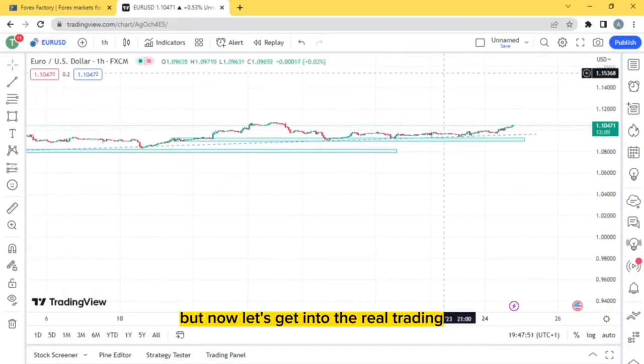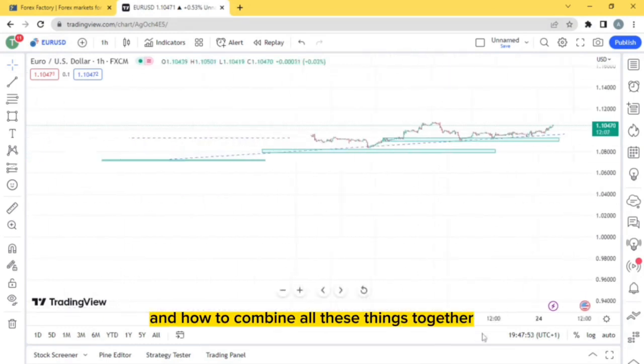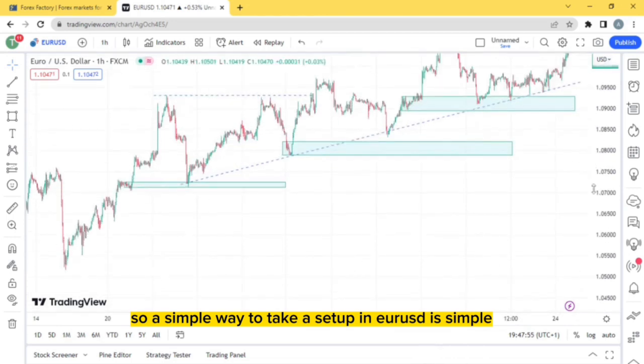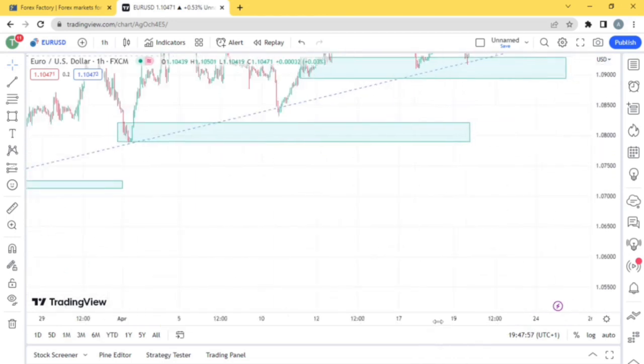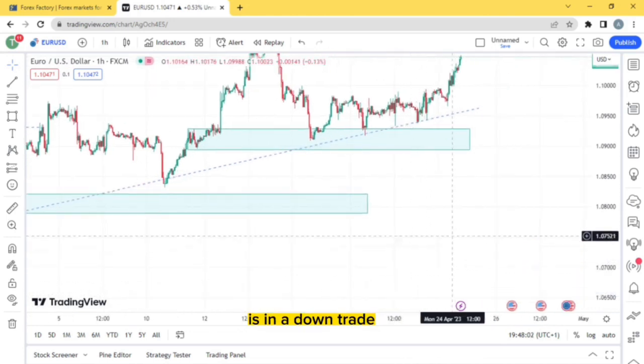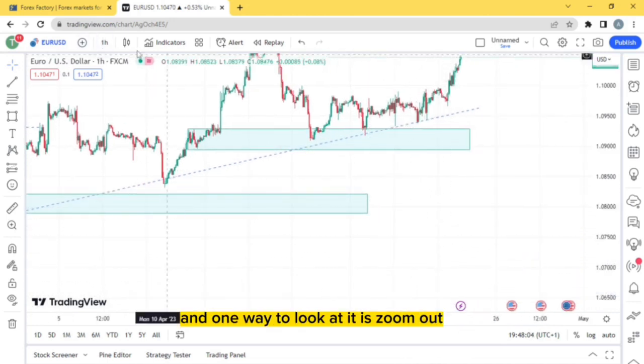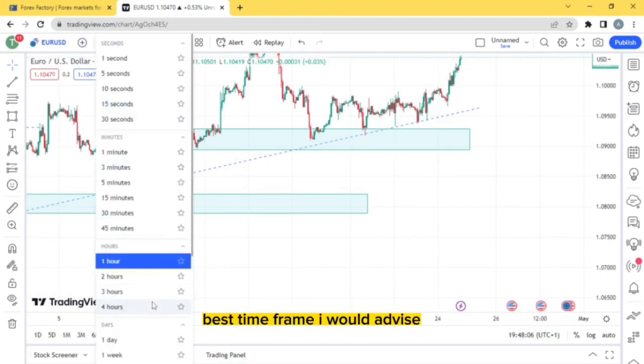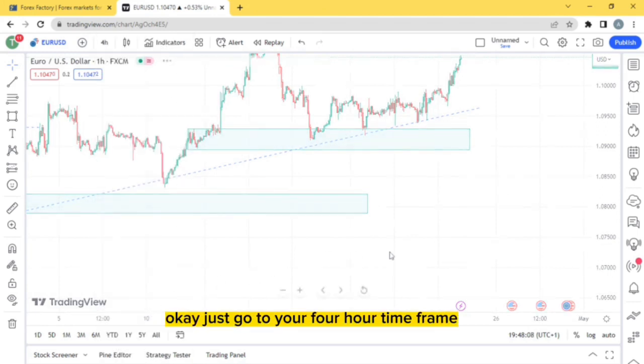But now let's get into the real trading and how to combine all these things together. So a simple way to take a setup in EURUSD is simple. First of all, you understand the market structure. So is it an uptrend, is it a downtrend? And one way to look at it is zoom out. Best time frame I would advise is the 4-hour time frame. Okay, so just go to your 4-hour time frame.